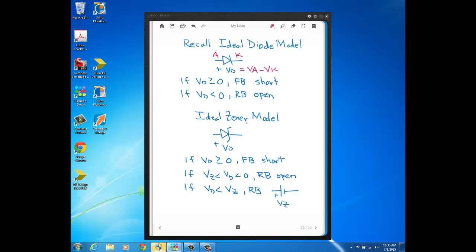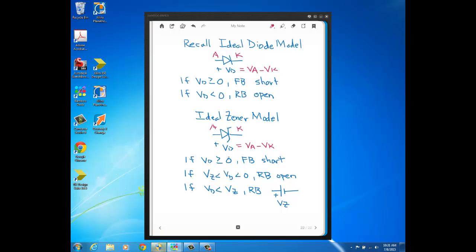Well, here's the ideal Zener model. So let's see what's the same and what's different. Well, like we talked about before, the symbol's a little bit different. There are these fins that indicate that it's a Zener diode, but that line side is still the cathode side and the arrow side is still the anode side. VD is defined the same way, okay, so that the anode's at a higher voltage than the cathode. That's how it's defined. So when it's forward bias, you're going to get a positive amount.